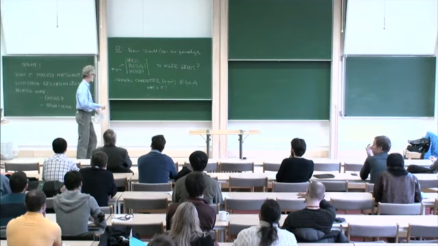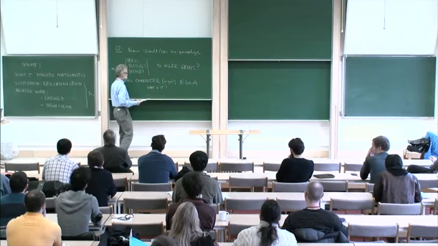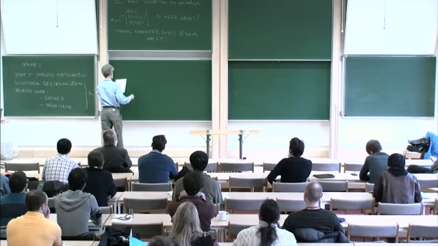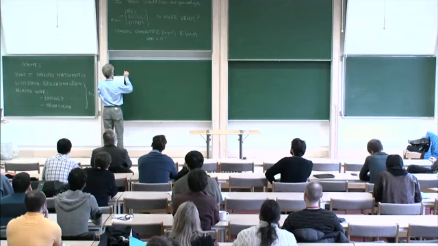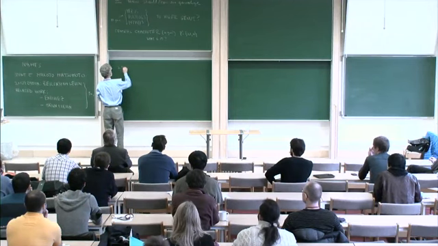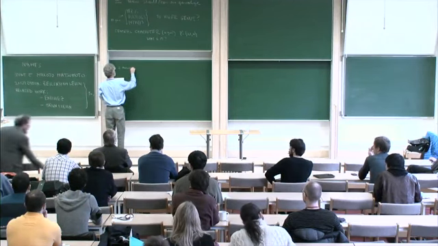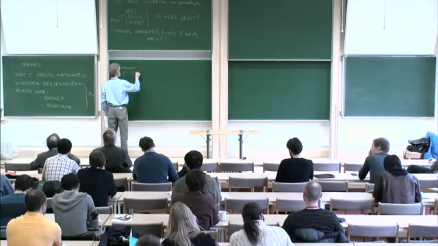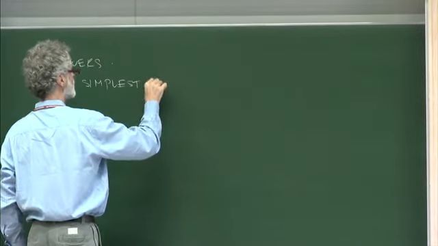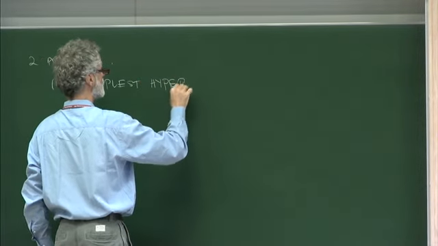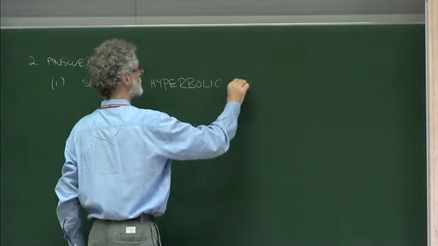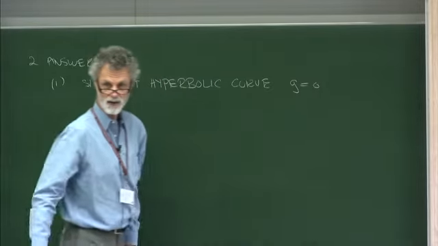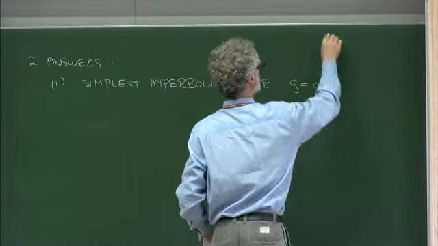So in the elliptic case, what is it? I'll give you two answers. The first one is it's the simplest hyperbolic curve of genus 0, with g equals 0. So hyperbolic curve, maybe I'll just put a little thing here.